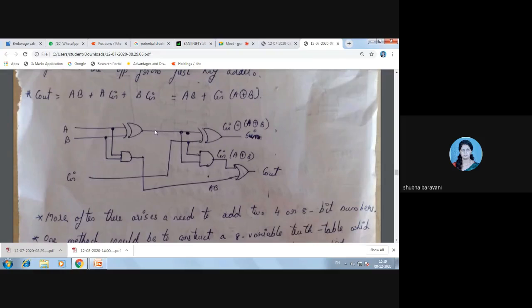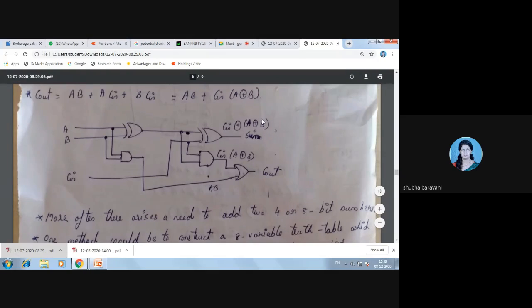So A XOR B I will take to the next XOR, and the second input of that XOR would be C in. So for the second half adder, my sum would be C XOR A XOR B, and C out would be C in dot A XOR B.